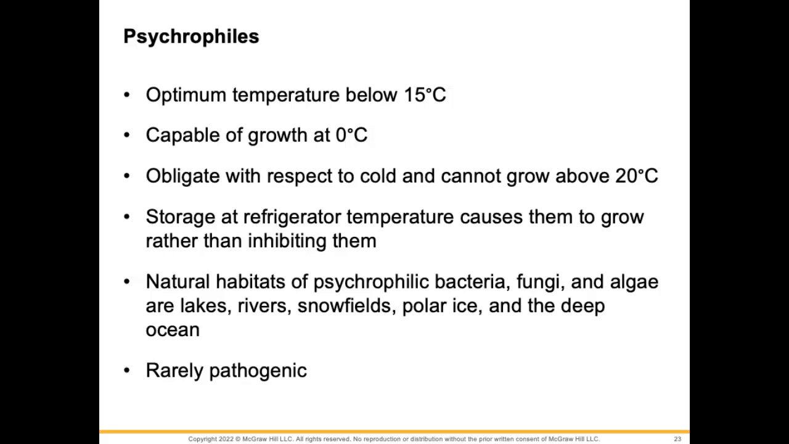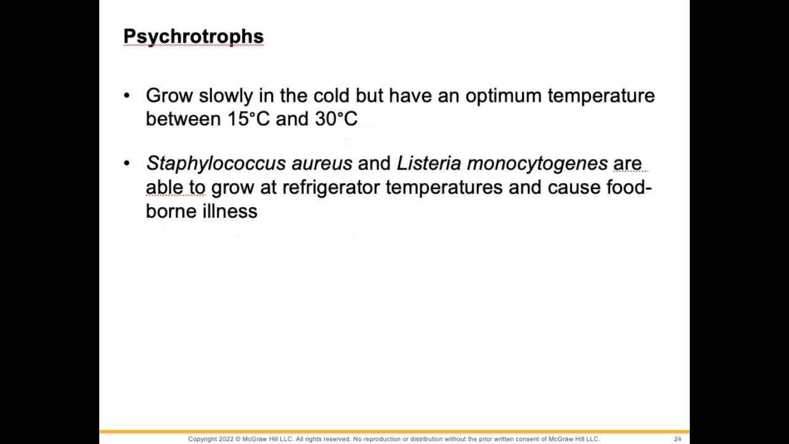The first category would be Psychrophiles. They have an optimum temperature of below 15 degrees Celsius. All these temperatures are in Celsius. They are able to grow at 0 degrees Celsius, and they can't survive over 20. So storage at refrigerator temperatures will cause them to grow. Natural habitats of psychrophilic bacteria, fungi, and algae are places like lakes and rivers, snowfields, polar ice, and deep in the ocean. These guys are rarely pathogenic when we come across them.